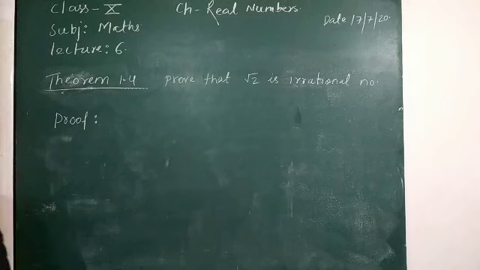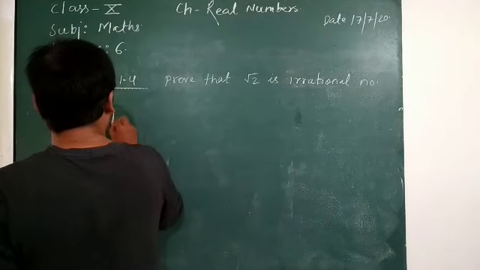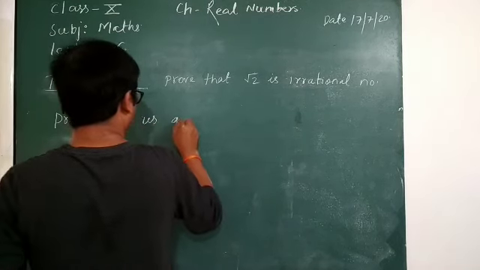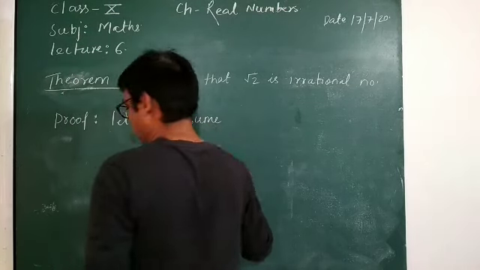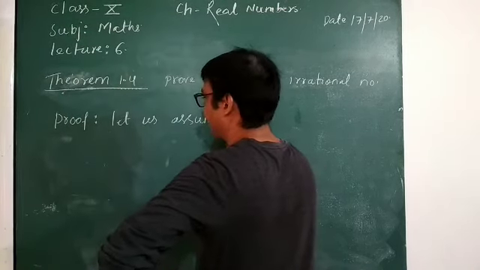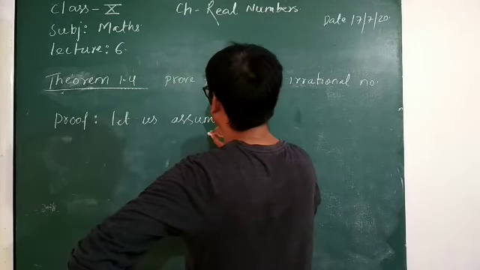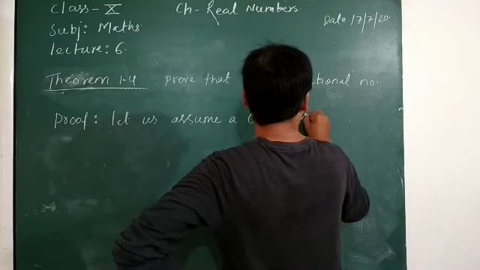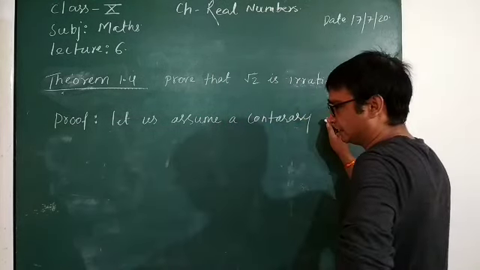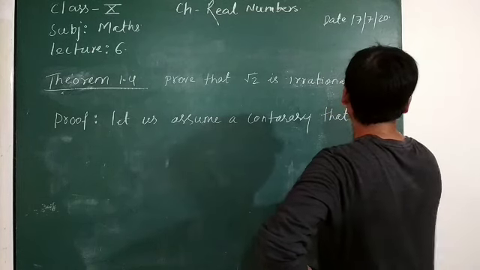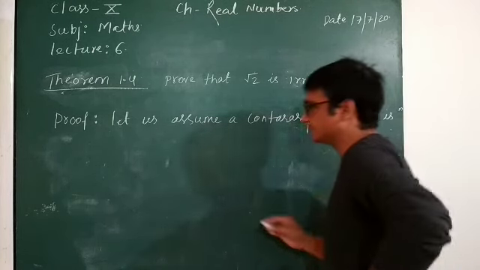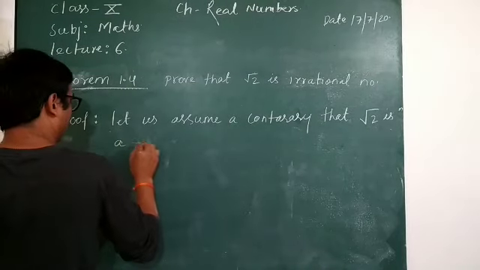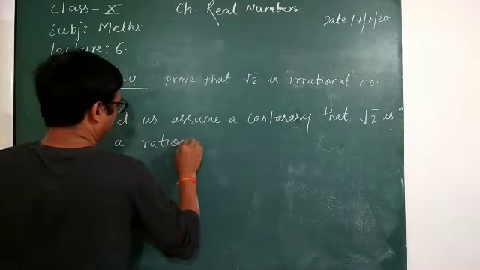We can write here that let us assume or consider a contrary that root 2 is a rational number.